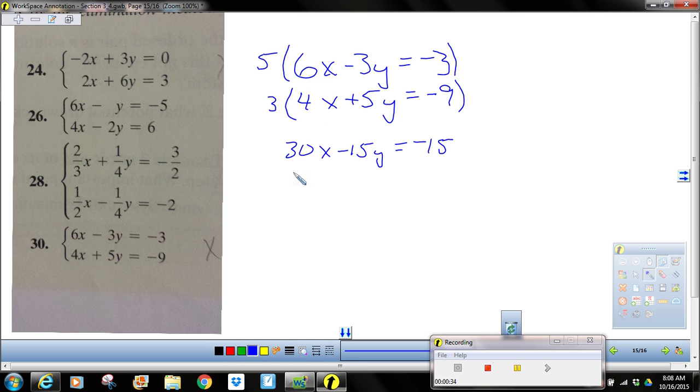3 times 4x is 12x plus 15y is equal to negative 27. 30x and 12x makes 42x. Ooh, that's big. Okay. And negative 15 and negative 27, that is negative 42. It's going to work out nicely. I divide by 42.